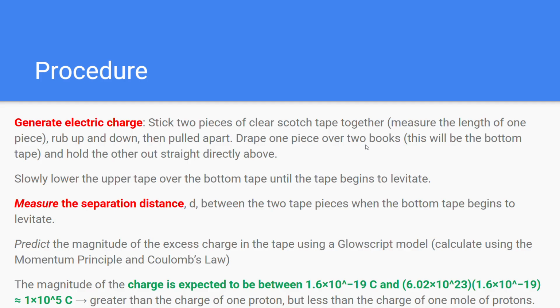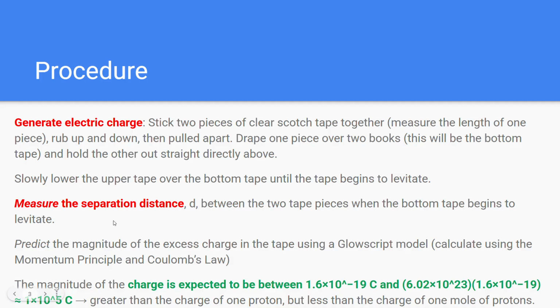In this procedure to generate electric charge, we first stuck two pieces of clear Scotch tape together, measured the length of one piece, rubbed the tapes up and down, and then pulled them apart. We draped one piece over two books. This will be the bottom tape, and then we held the other out straight directly above the bottom tape. Then we slowly lowered the upper tape over the bottom tape until the bottom tape that was draped between the two books began to levitate. We measured the separation distance d between the two tape pieces when the bottom tape began to levitate.